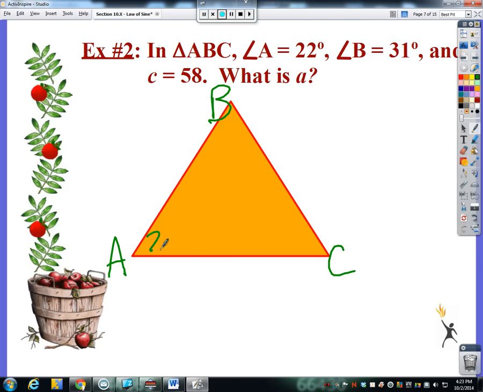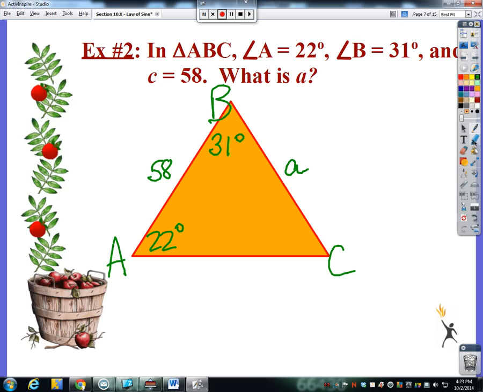Angle A is 22 degrees. There's angle A. Angle B is 31 degrees. Boom. Now notice this says C. It's a lowercase c, so this means side C, which is opposite angle C. So this is 58. And I want to figure out what is A, which is side A, which is opposite angle A. So there is what I want to figure out.